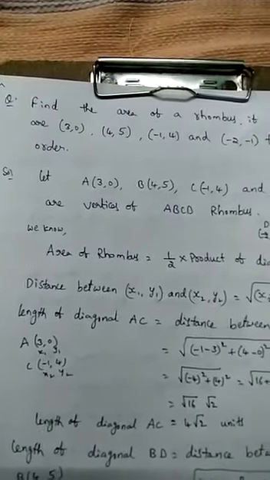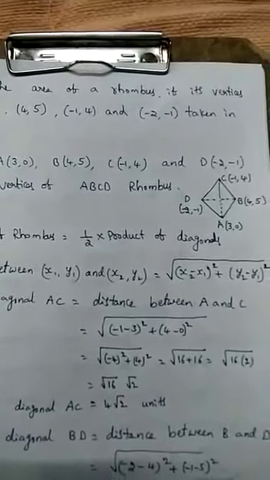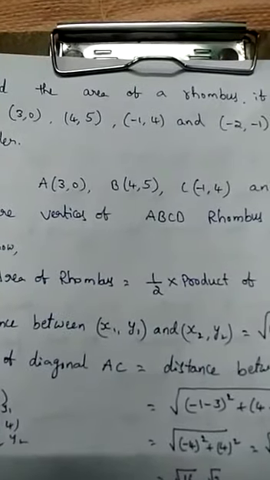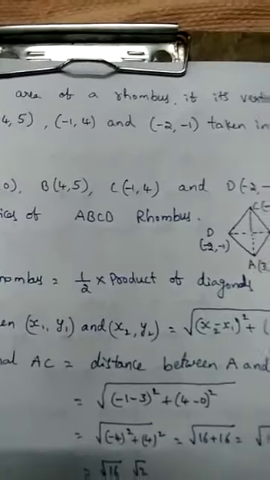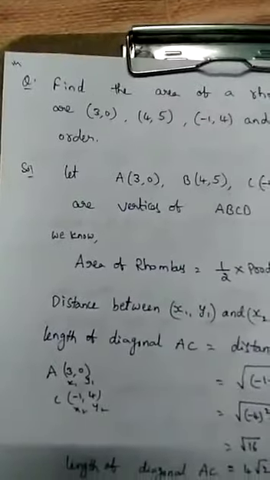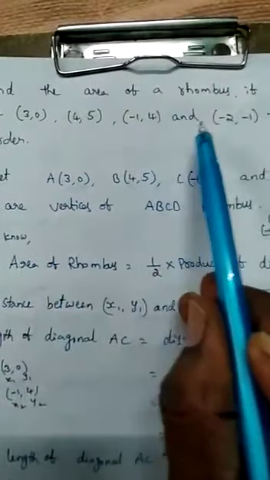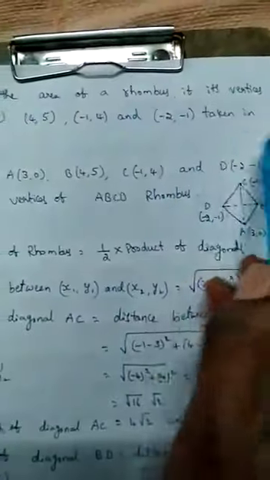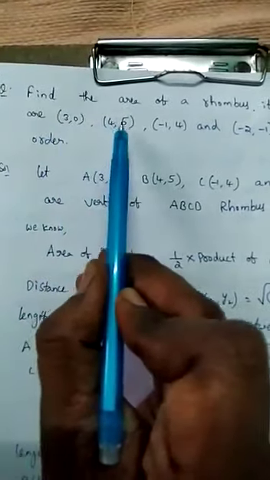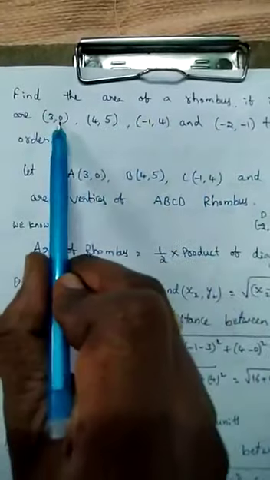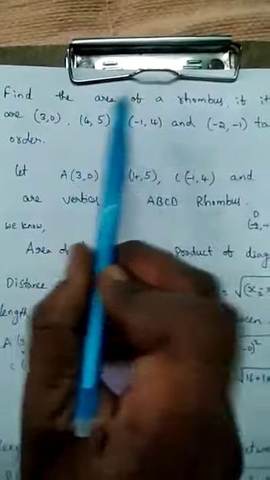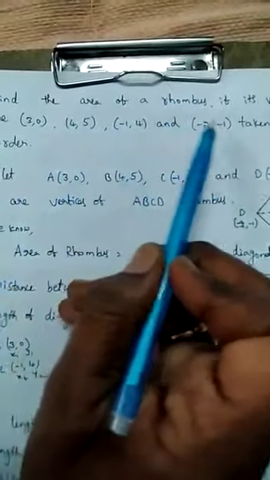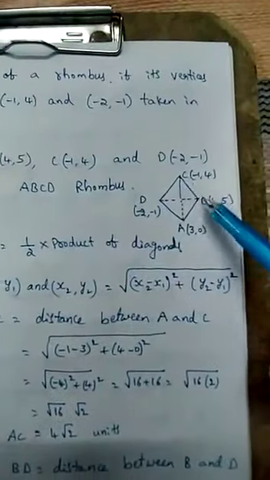Next example, find the area of the rhombus if its vertices are (3, 0), (4, 5), (-1, 4) and (-2, -1) taken in order. So these four points are vertices of the rhombus taken in order. The meaning of it is, this is the first point, second point, third point, fourth point. You can consider this is the order of the vertices of the rhombus. So we can draw the rhombus here like this.